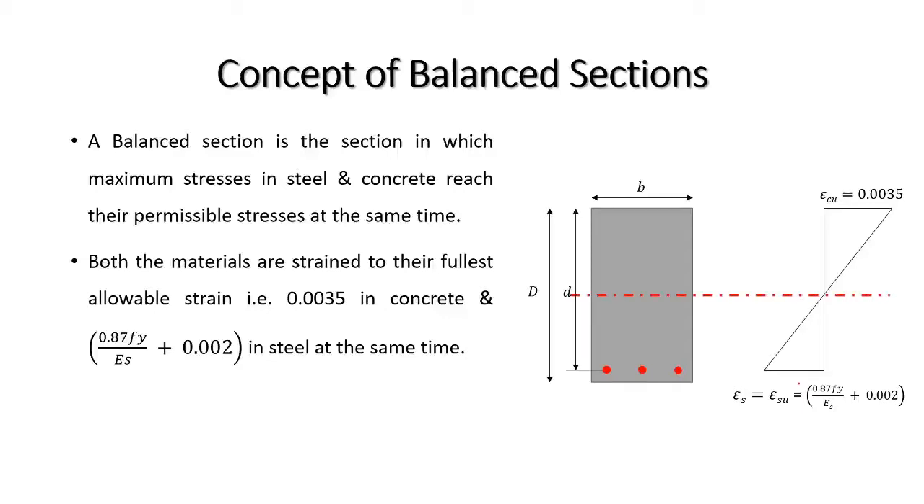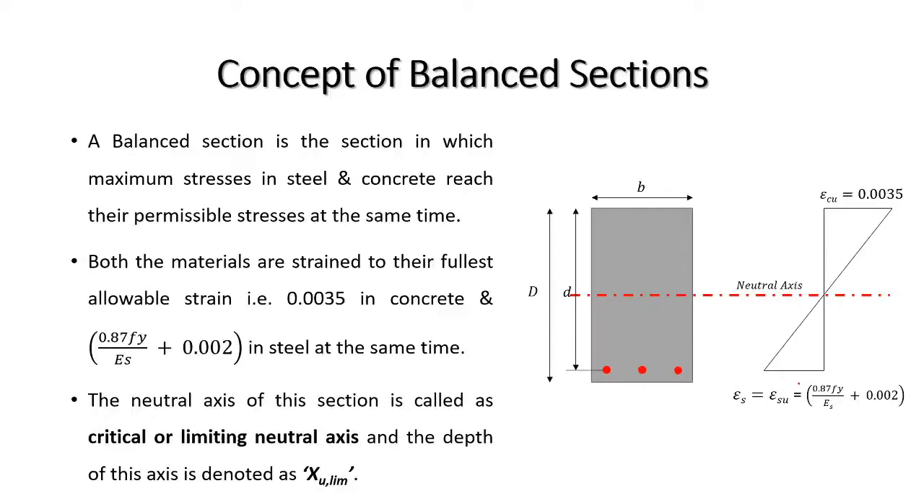The corresponding neutral axis for this balanced section is sometimes referred to as the critical or limiting neutral axis, and the depth of this neutral axis is termed as critical depth of neutral axis or limiting depth of neutral axis, which is denoted by xu limiting. So this is about the balanced section. This balanced section is just an ideal section which we have to consider for the design purpose.